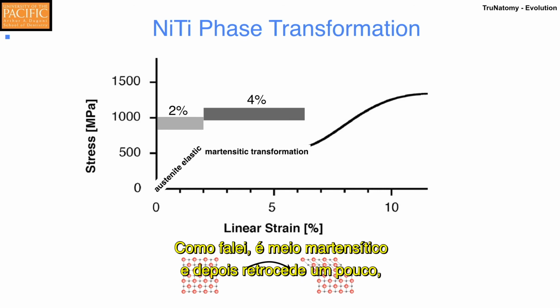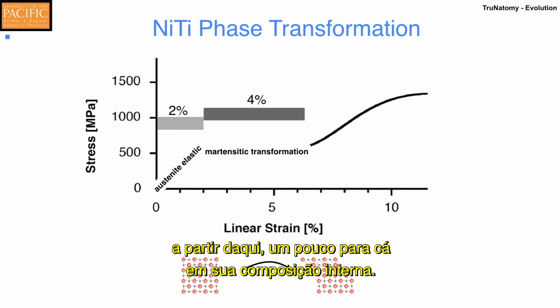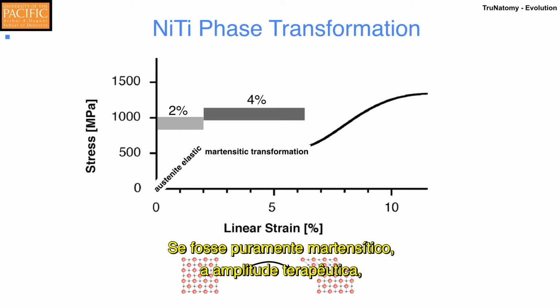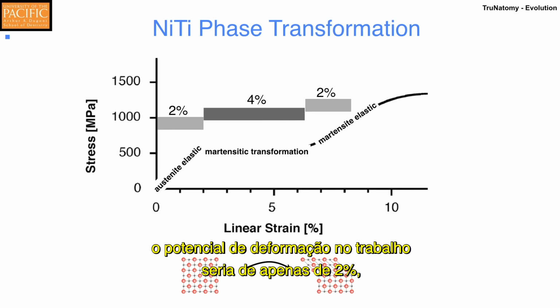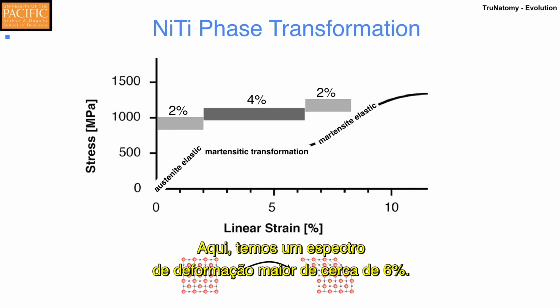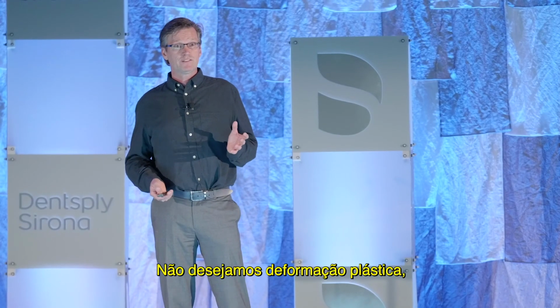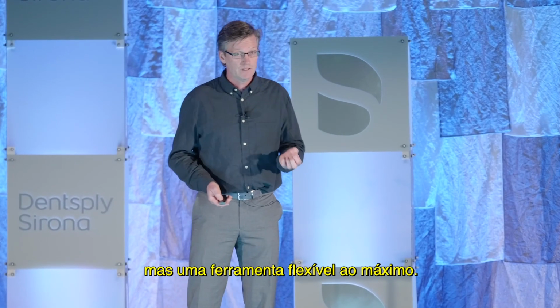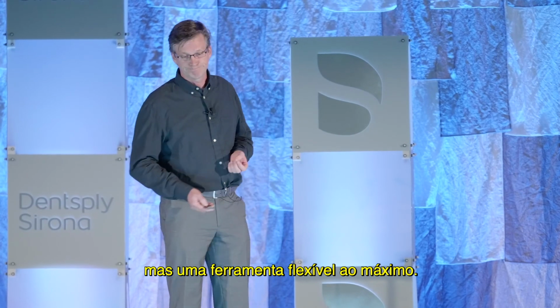And as I mentioned, it's somewhat martensitic, and then it falls back a little from about here, a little bit to here in its internal composition. If it was going to be purely martensitic, the therapeutic width, the deformation potential under work is only 2%, and then plastic deformation occurs. Here we have a much greater, up to 6% deformation range. And we don't want the instrument to plastically deform, yet we want the instrument to be as flexible as possible. Good.